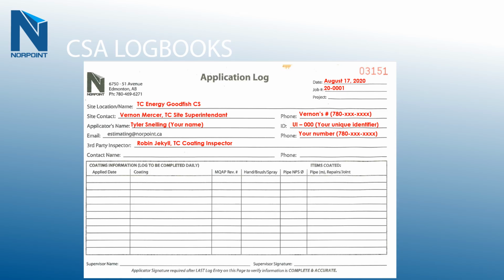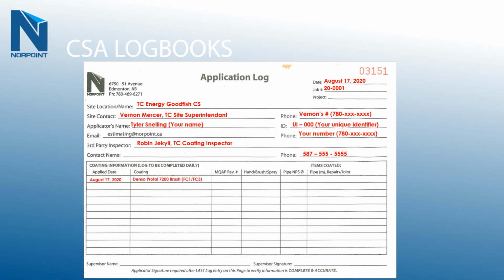Next, you'll want to put down any third-party inspector's information. In this example, you would want to put down the TC Coating Inspector's information. And secondly, add their phone number in the box provided. Next, we will record the coating information. The first thing you'll want to do is put the application date.